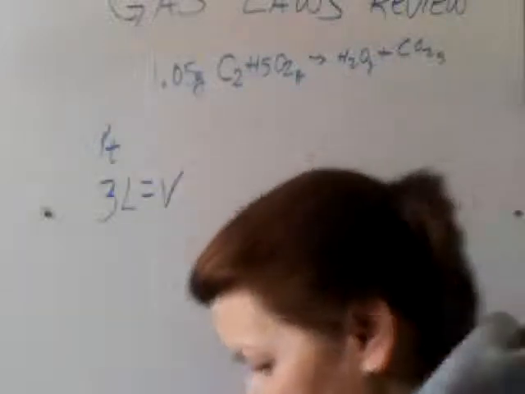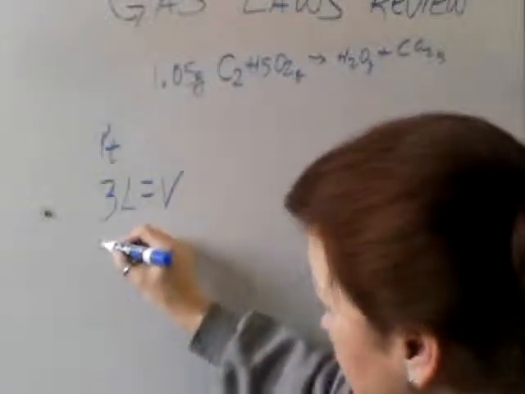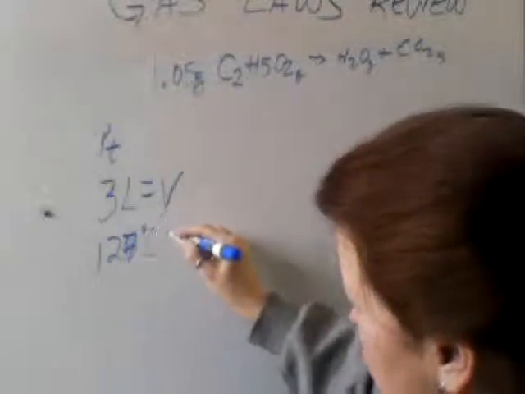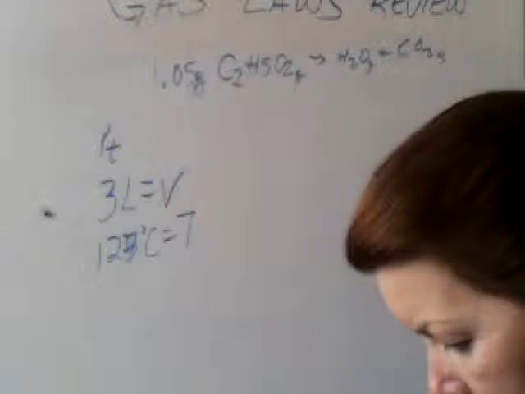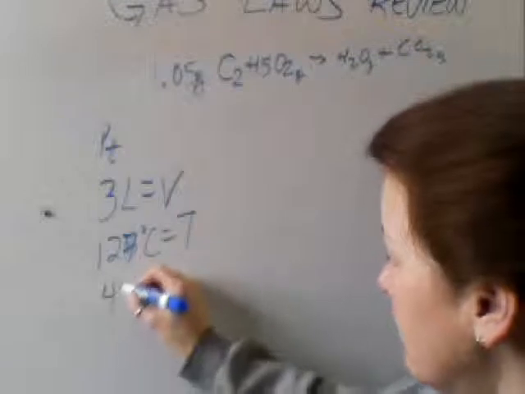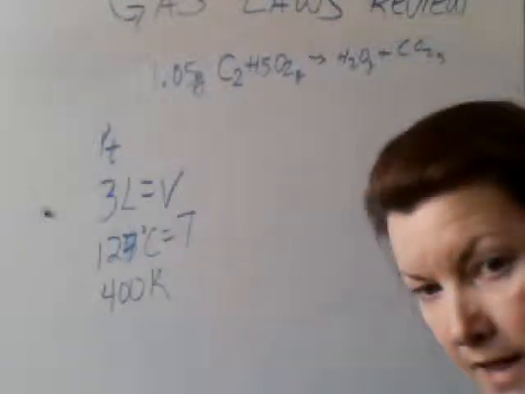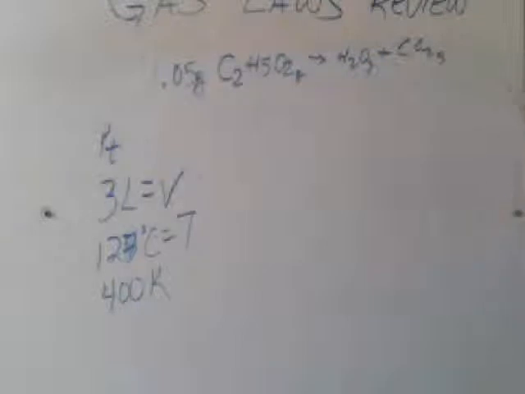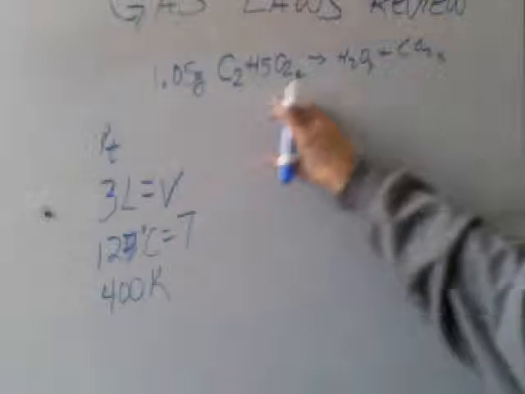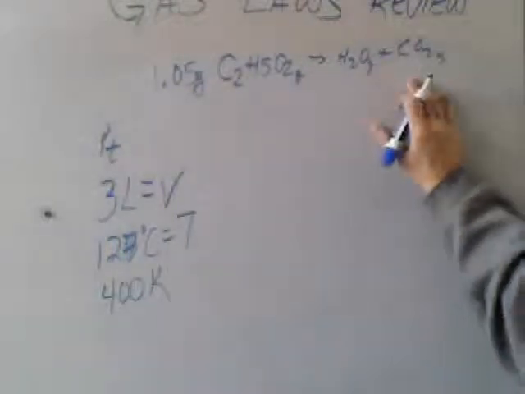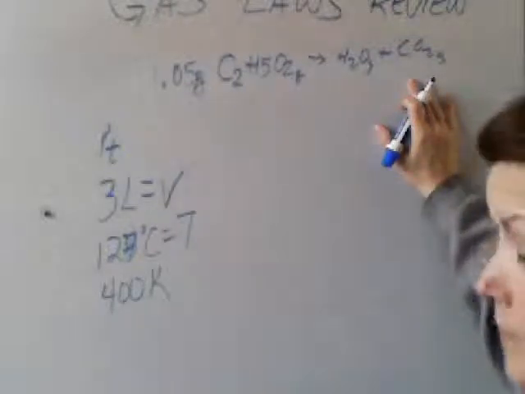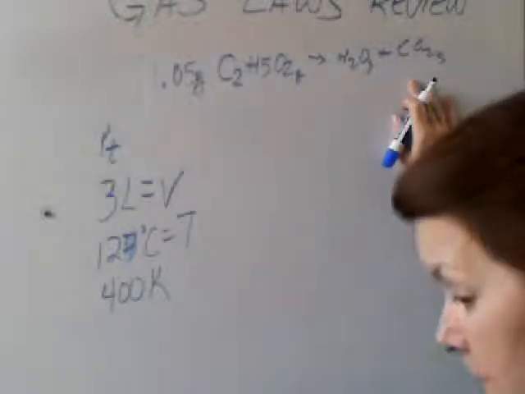We know that's the volume, and it's at a temperature of 127 degrees C. And of course we want to convert our temperature to Kelvin, so that is also 400 degrees Kelvin. So we notice a couple things. We notice that we have a reaction where we start with something and we end up with water and CO2, and we know that that's a combustion reaction. So the first thing we want to do is write a balanced chemical equation.